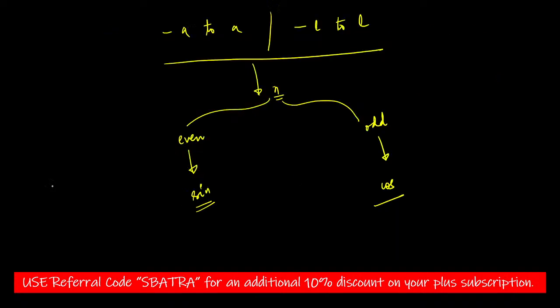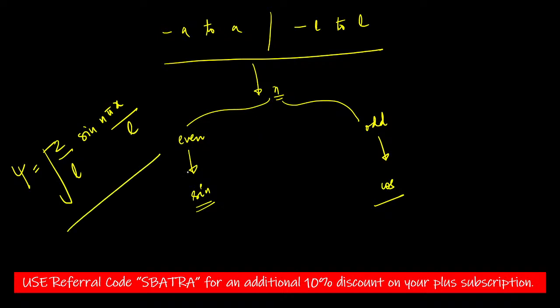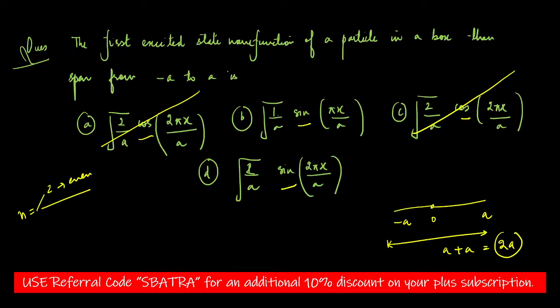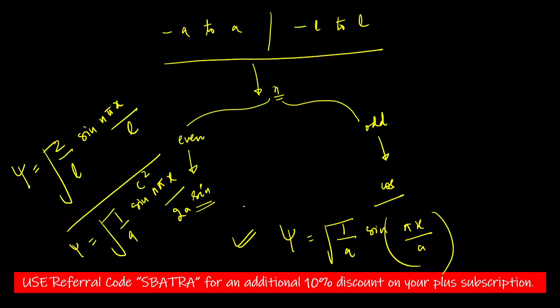So what is the value of the wave function for this system? This is nothing but psi equals root of 2 by L sine n pi x by L. This is your value. Now we are going to substitute L equals 2a, so root of 2 by 2a would be 1 by a, n pi x by L. L is basically your 2a and n is basically 2. So 2 and 2 would be cancelled. So the final equation would be 1 by a sine pi x by a. So this is going to be your final equation. So the B answer is your correct answer. Right, is it clear? Now let's go to the next question.